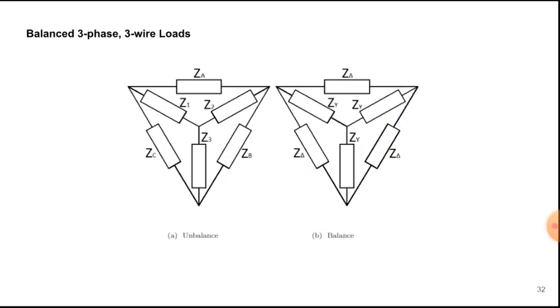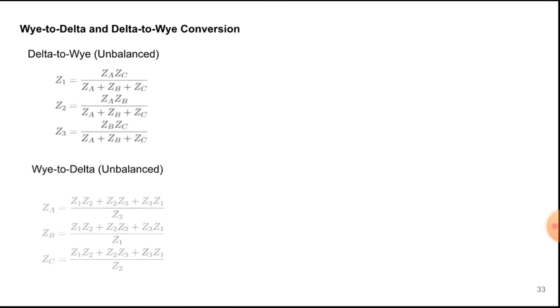Then we talk about the loads. So we're done with the sources. How about the loads? So the loads, there are just two types of connection here. We have the delta and the Y connection. And we already discussed how to convert from delta to Y. So if we convert from delta to Y, this is our formula. From Y to delta, this is the formula.